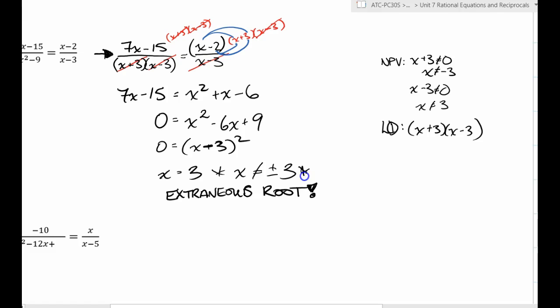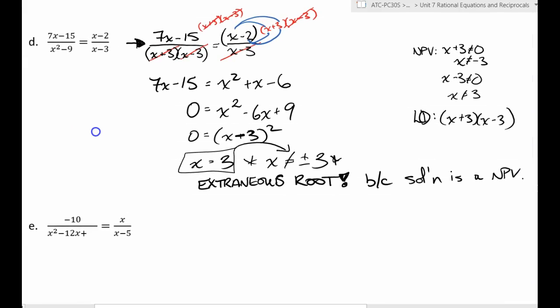Okay, so because our answer disagrees with or is one of our non-permissible values, we call it extraneous. So our solution is a non-permissible value. Now we can double check this by trying to plug it back in, but we can feel pretty confident in our non-permissible values. But just if you want to check, which is always a good idea, especially if we get an extraneous root, just go back and make sure all your work is perfect.